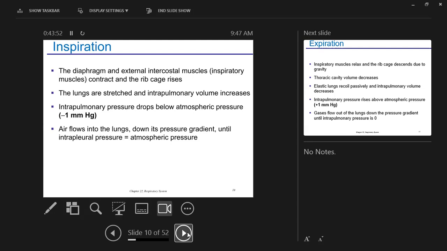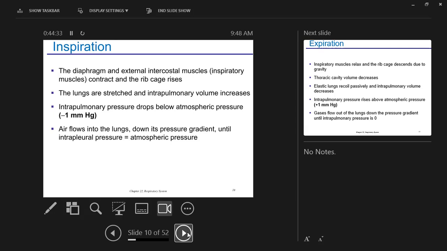The drop in air pressure inside the lungs is only 1 millimeter of mercury. From 760, that's atmosphere here, to 759. It's a minus 1 millimeter of mercury pressure change as the lungs expand. And that's all it takes, because the pressure in the lungs is slightly less than the pressure outside.